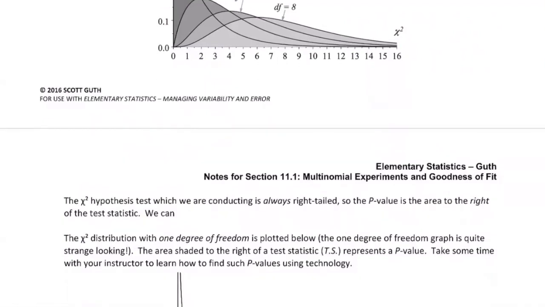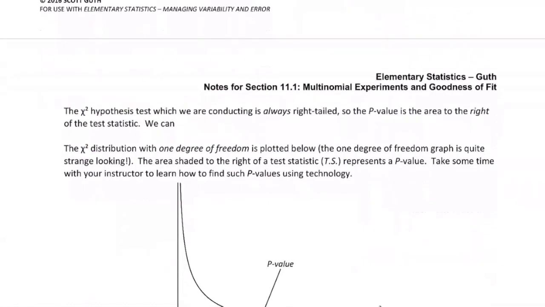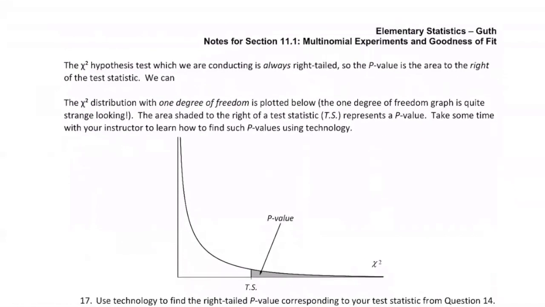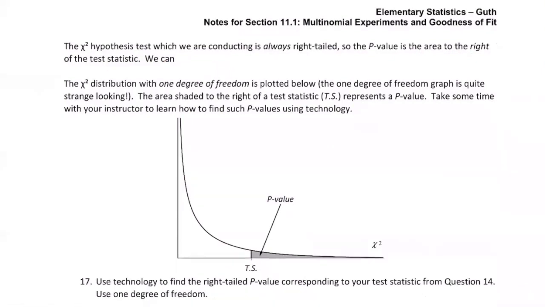Okay, any questions? Okay, so it says, the chi-square hypothesis test which we are conducting is always a right-tailed test, as we've discussed. So the p-value is the area to the right of the test statistic. We can, and for some reason I did not finish that sentence. So that's interesting.